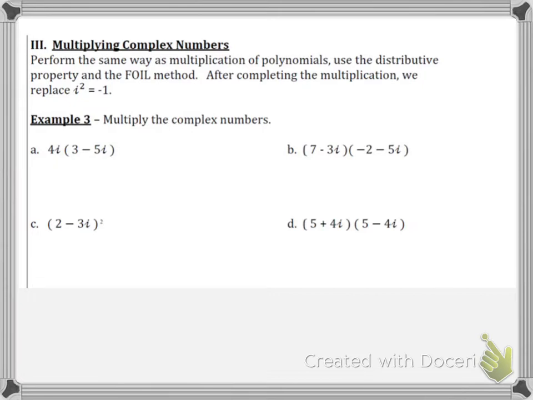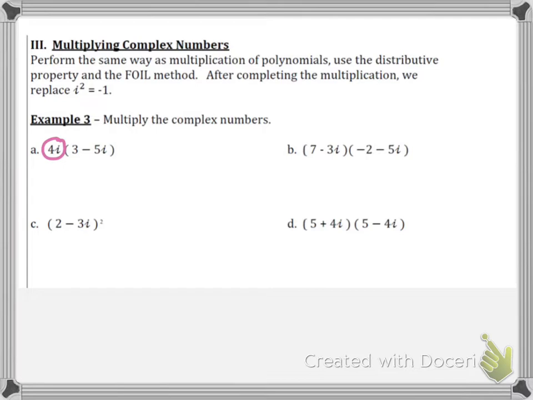The one new thing you have to remember, though, is that anytime you see the term i squared in your answer, you have to replace it with -1 before you get your final simplified result. Let's take a look at part A. We want to multiply the term 4i to the binomial 3 minus 5i.